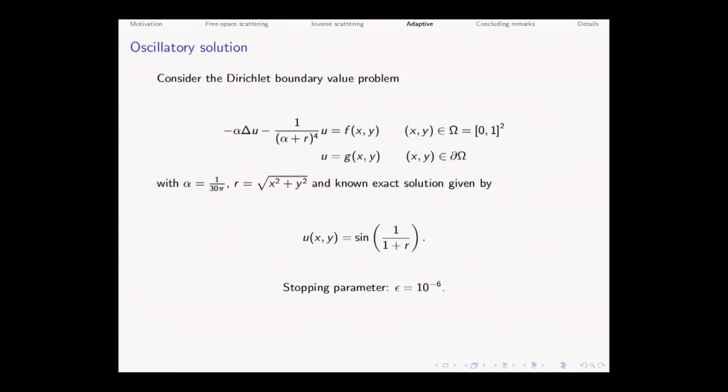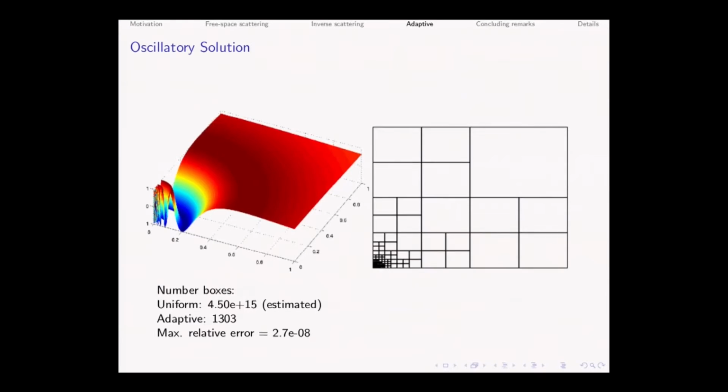So this is what I call an oscillatory problem, but still an elliptic problem. And our solution is given by this, and we set a stopping parameter 10 to the minus 6. So you can see as we go into the corner, the oscillations increase. And if you used uniform refinement, it'd be a lot. This is estimated, right? I don't have that kind of time. But we only need 1,000 or 1,300 leaf boxes.